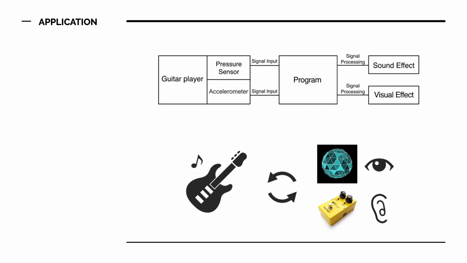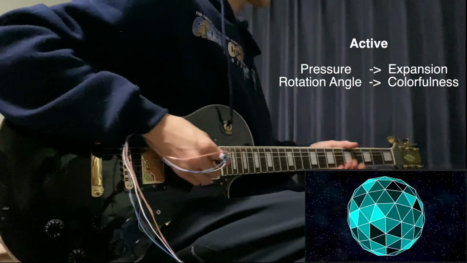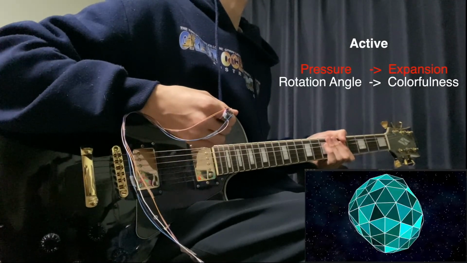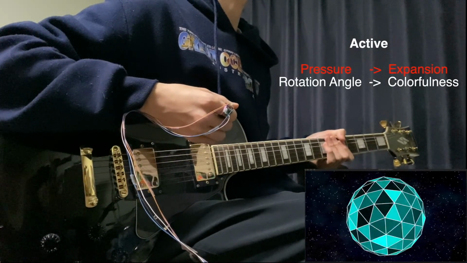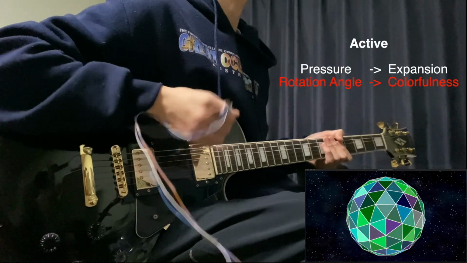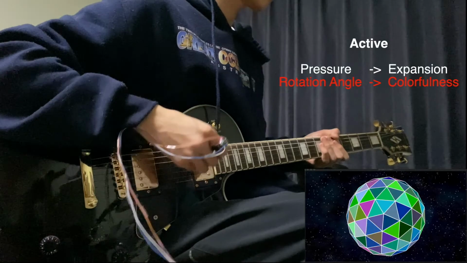Application example. We present an audiovisual application example. This application enables performers to augment their visual and sound expression through their picking hand motion. Visual expression. In the non-picking state, as an active performance, the performer can manipulate CG effects by associating the pressure with the expansion rate and the rotation angle with the colorfulness of the sphere.